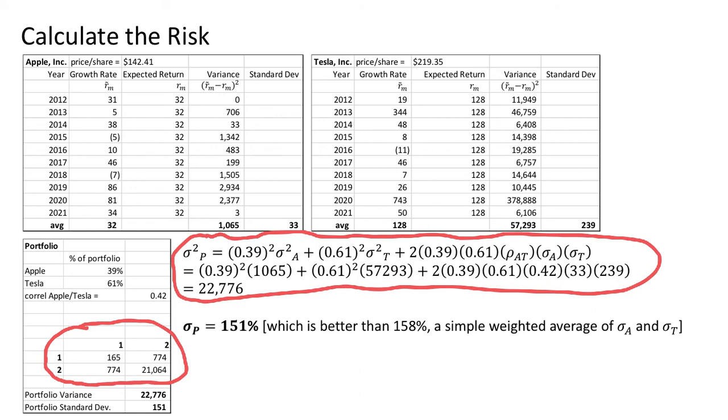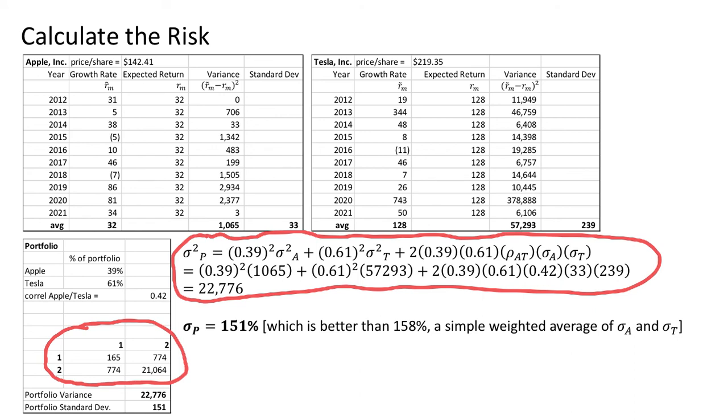Let's start with the first term in the matrix, which is 165. 165 is calculated by looking at the equation. The first part of the equation says the variance of the portfolio is equal to 39% squared times the variance of Apple. So the variance of Apple is 1,065% squared. We multiply that times the percentage of our investment in Apple, 39%, and square it because we're in square units. We're calculating variance. That number that you get right there is 165.